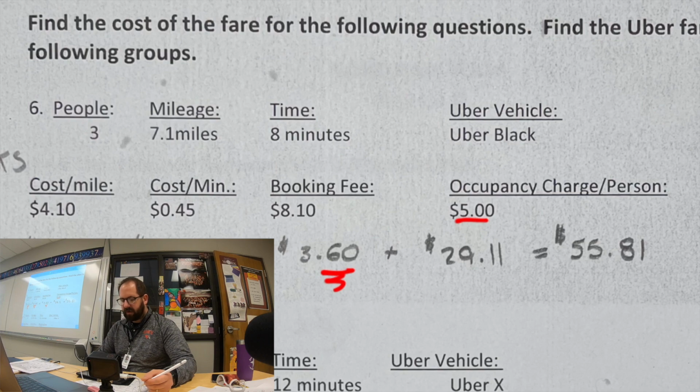It's 8 minutes at 45 cents a minute. And this is the big bill. It's the cost per mile. $4.10 per mile. You went 7 miles, so 4 times 7 is about 28. Makes sense. You're in that 28, 29 range. You add them all up, it's $55.81. I think the most common mistake people made was forgetting the occupancy fee. You know, how many people are in the vehicle. Okay, all right, next one.